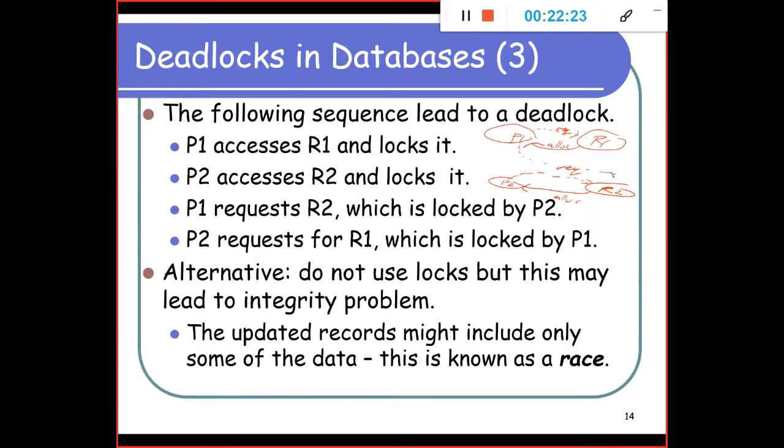So P1 requests R2, but P2 has already locked record R2. No one can use R2 except P2. So P1 is blocked here. And at the same time, P2 tries to request R1, but it's also blocked because R1 is being allocated to P1.